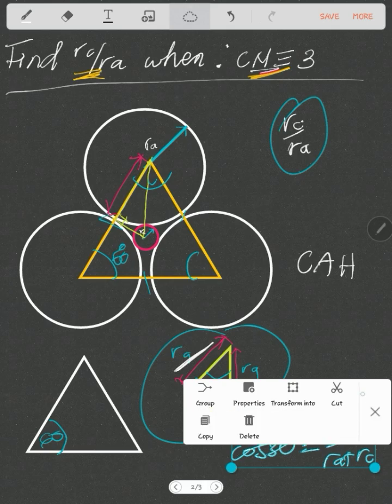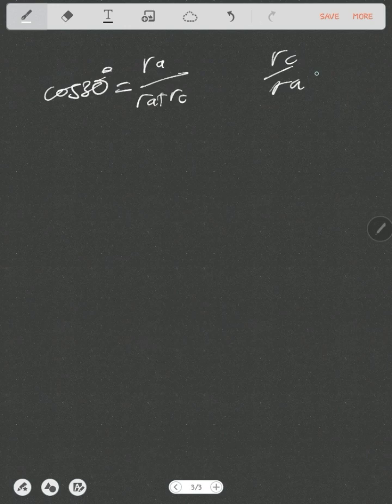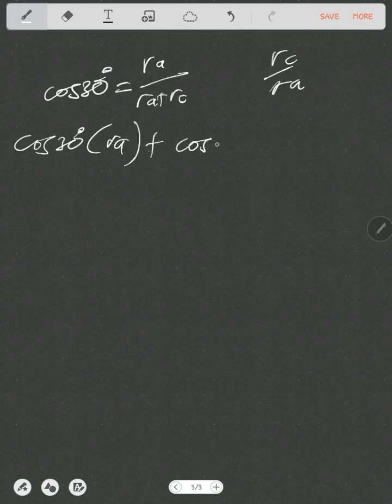Okay, so now we have this. And what are we trying to find? We're trying to find RC over RA. This is quite simple. We get cos 30 into bracket RA plus cos 30 into bracket RC, and all this is equal to RA. Our interest is RC over RA, so that's what we do.